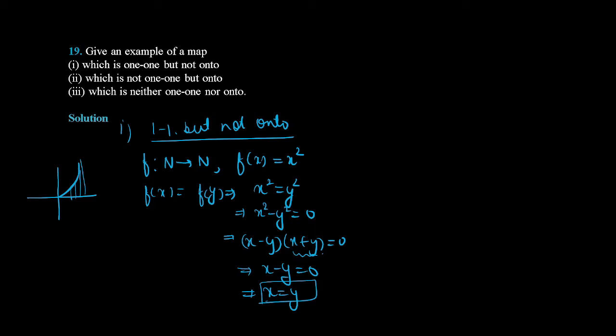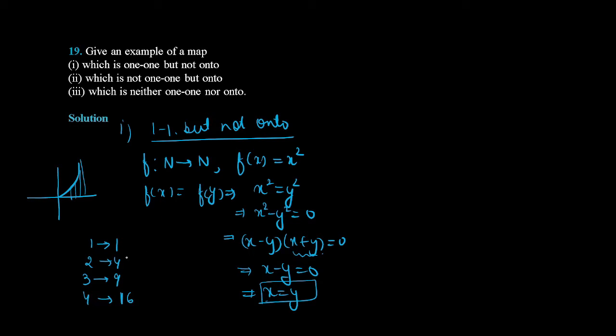So there does not exist any x in N such that f(x) is equal to 2x plus 1. Suppose I'm considering x equal to 1: 1 will map to 1, 2 will map to 4, 3 will map to 9, 4 will map to 16.